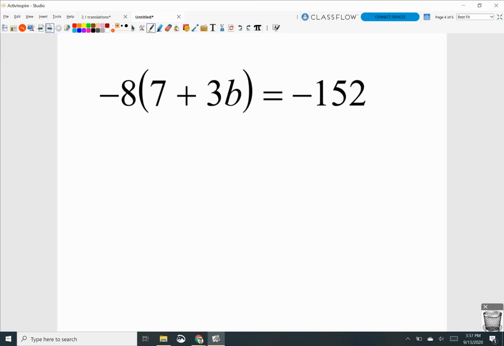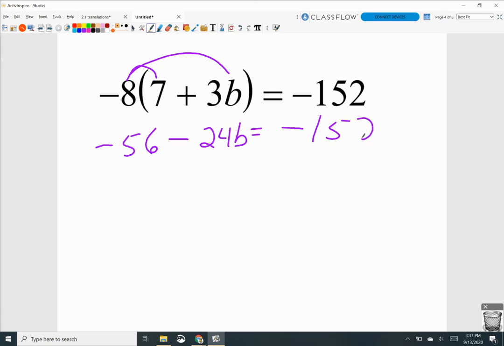Using the distributive property, you have to multiply through by the negative 8 to get rid of the parentheses and then carry out the problem from there. I'll give you a minute to do that. So when I distribute, negative 56 minus 24b equals negative 152.